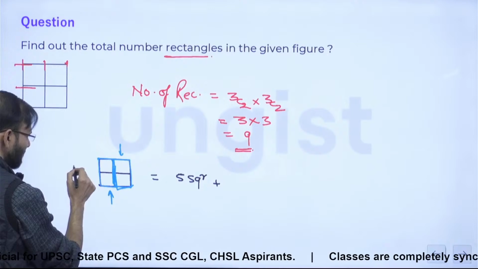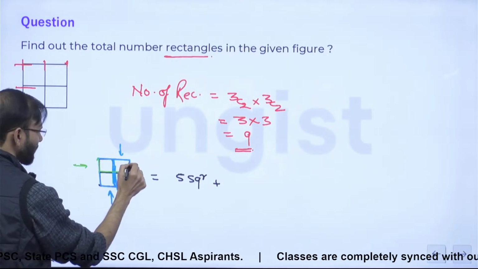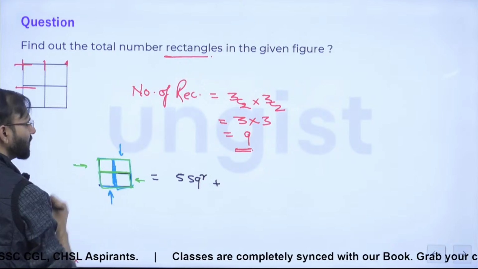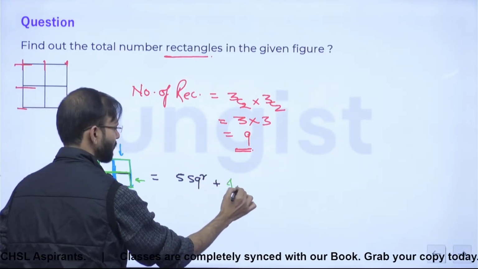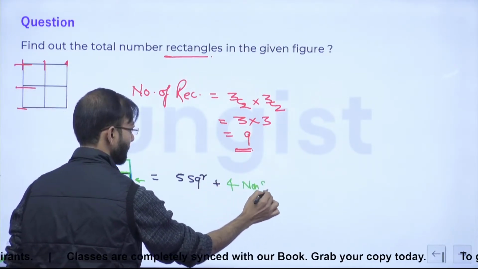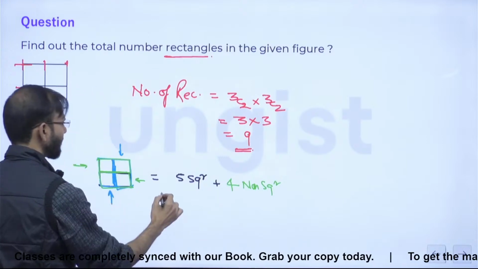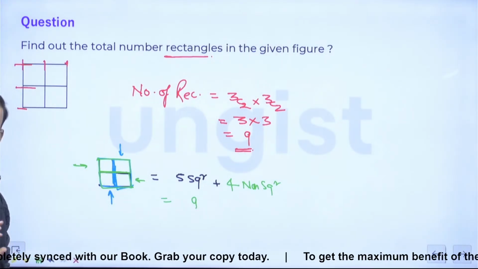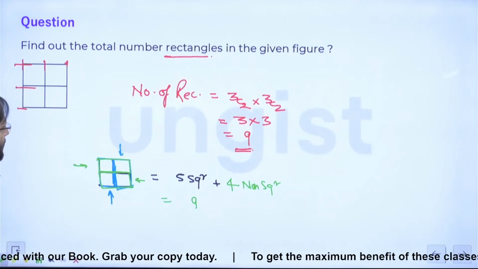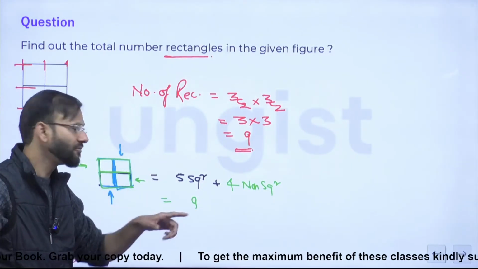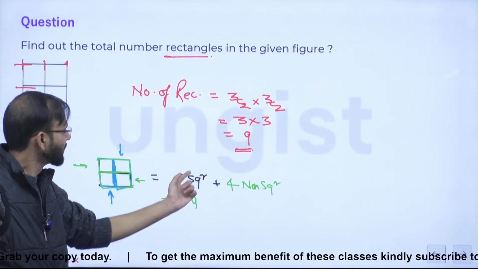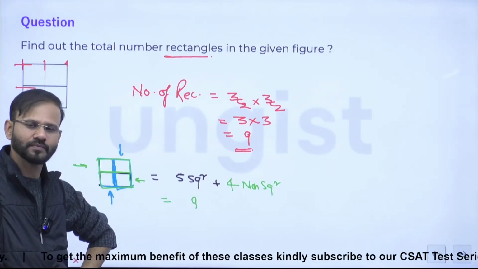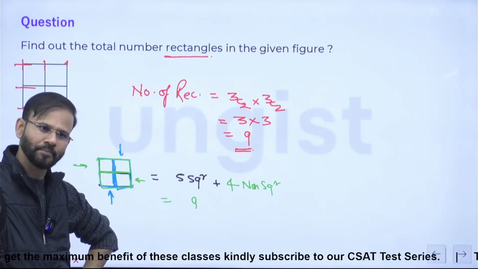And this is the third one, and this is the fourth one. Everyone okay? So plus 4 non-square rectangles, and that makes the answer 9. Guys, is it clear? So that's why that note says when we calculate the number of rectangles, squares are already included in that. Is it clear, everyone?